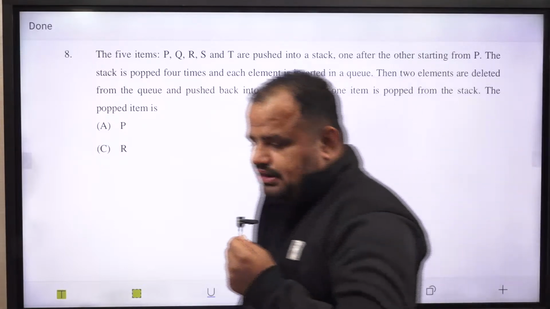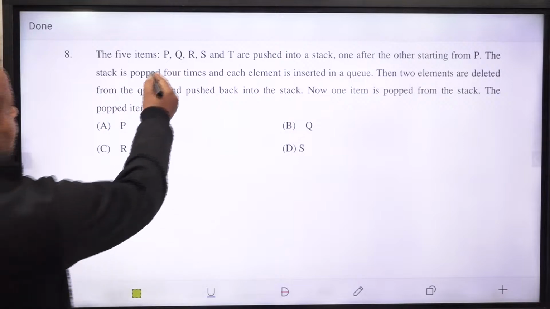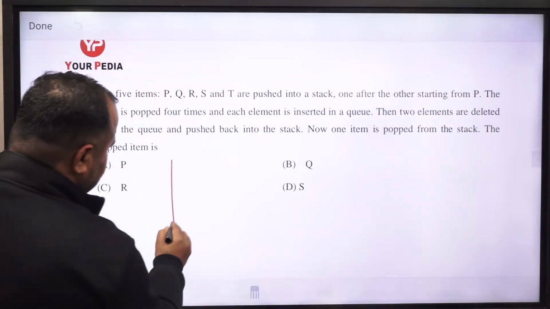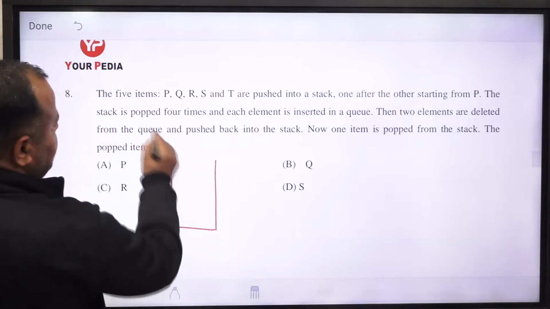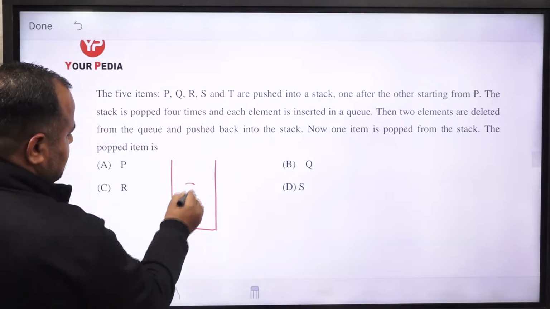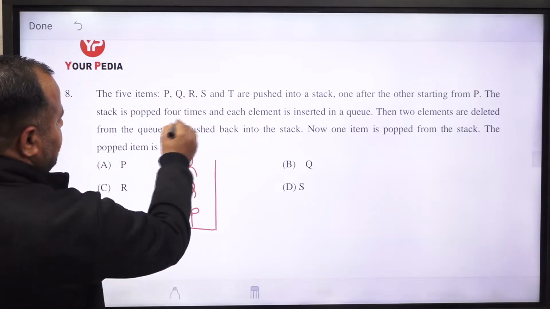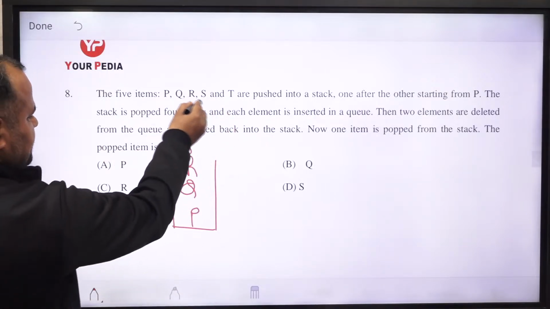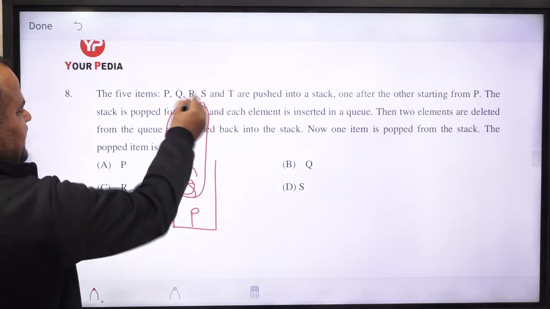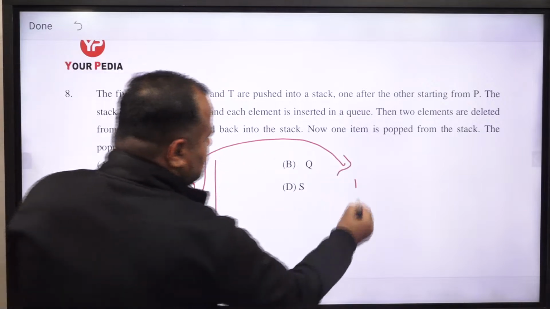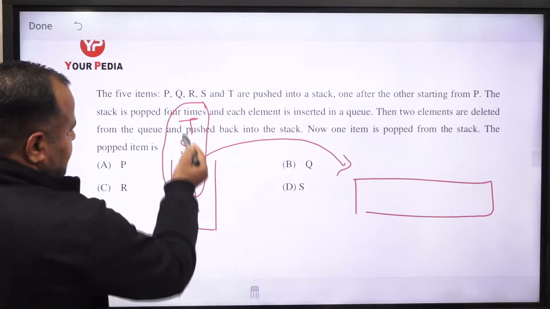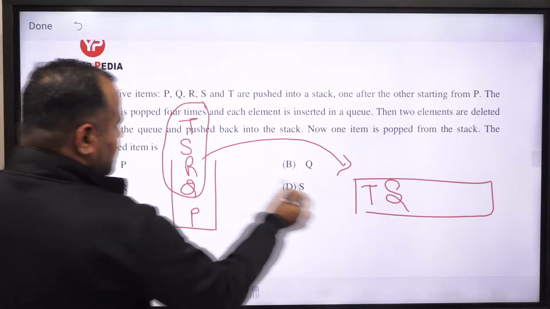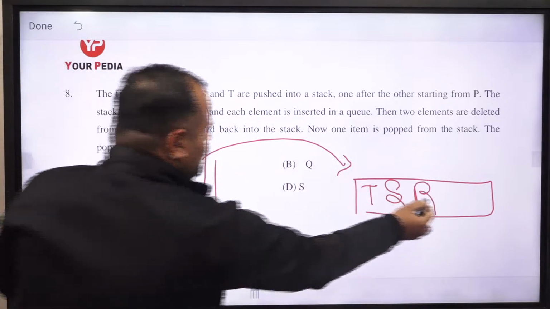If we go with the problem, see, my dear students, what we have to do. We have to insert 5 elements in the same manner. What is the manner? P, Q, R, S, and T. Now what you have to do? We have to pop out 4 items. It means we have to pop out these 4 items and insert them into the queue. Fine. That is, first we have to pop out T, then S, then R, then Q.